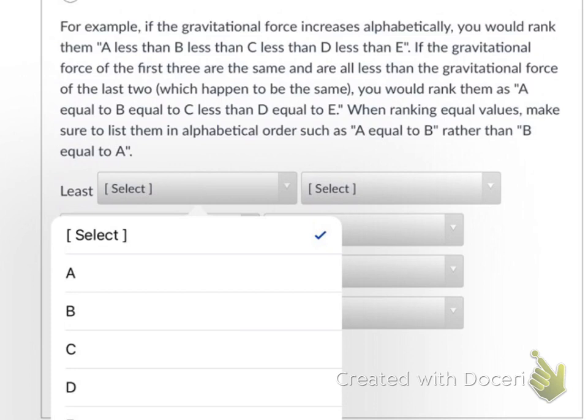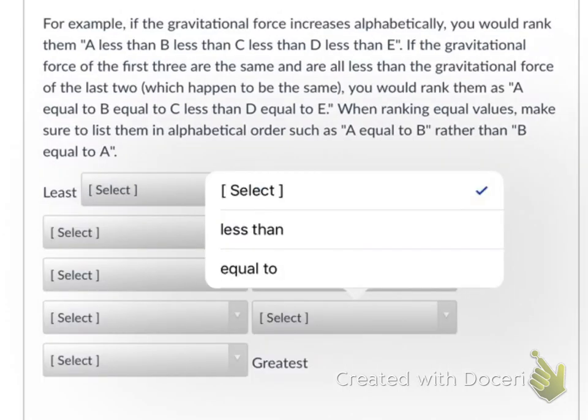And again, you're going to rank them from least to greatest as far as the force that the moon exerts on the object. So you can choose the location, and then also choose less than or equal to as you rank them.